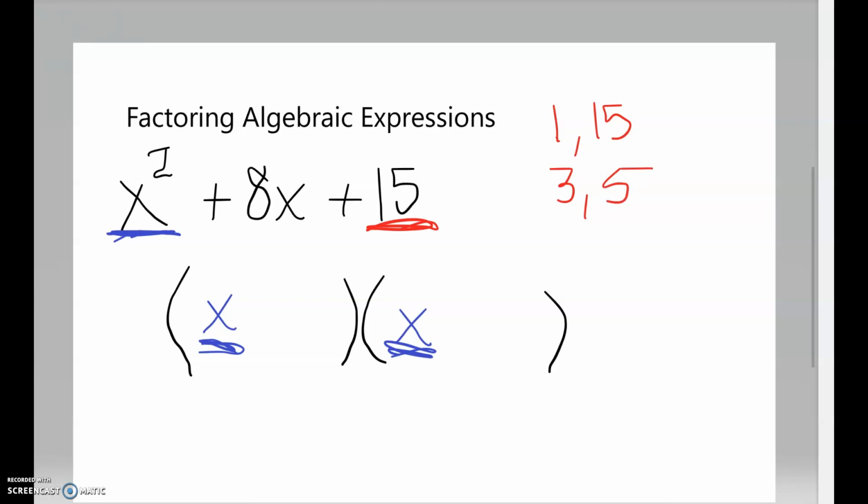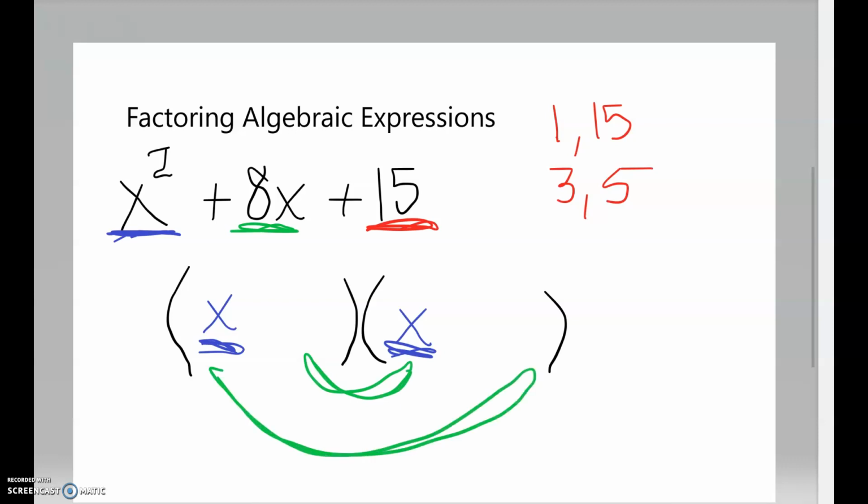Well, that comes from the middle term, because that middle term gives us the specific criteria for it to work. What this middle term is, is the adding of the two inside. When I multiply this and these two, it's going to add up to that 8x. So whatever number I put here has to add up to 8. 1 plus 15 is 16. 3 plus 5 is 8. I am looking for the two factors that add up to 8. That means I'm going to use the 3 and the 5.